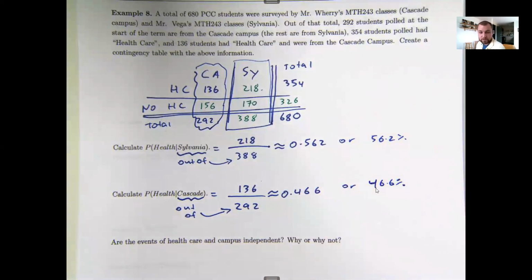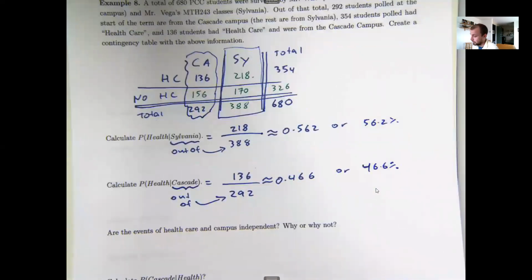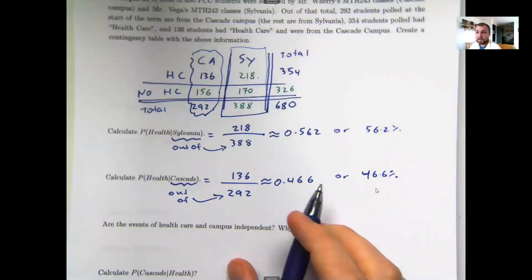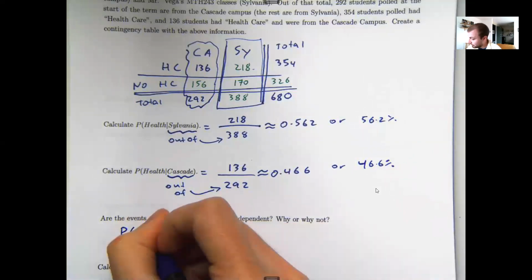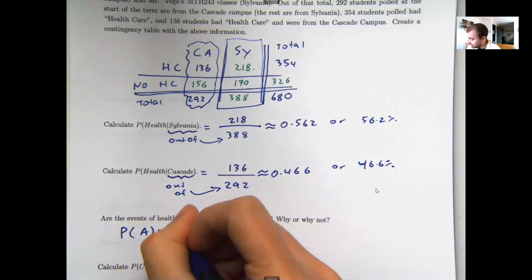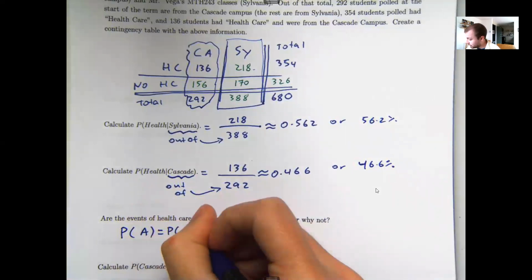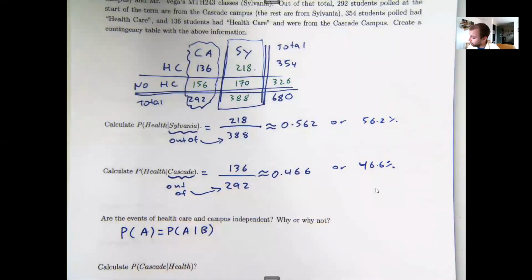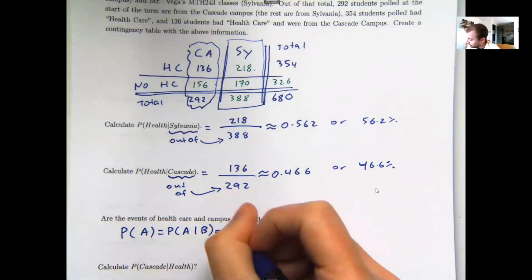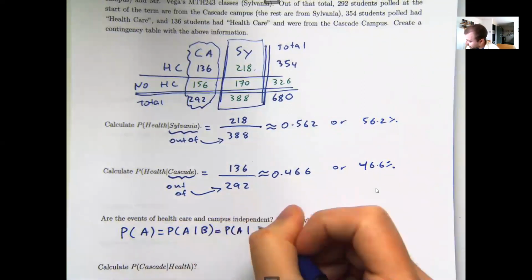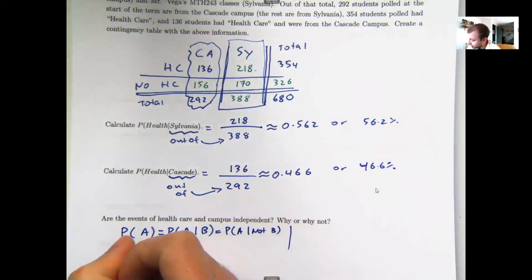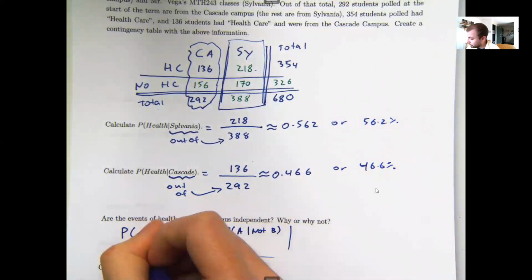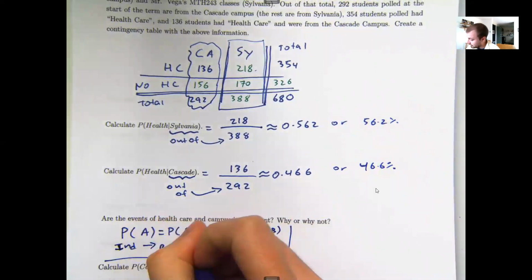Are the events of healthcare and campus independent? Well, reminder, independent means that they have the same percentage or the same ratio. So independent would mean that the probability of A given some subgroup B would be the same as the probability of A given that you are not in the subgroup B. In other words, independent means that the ratio stays the same.